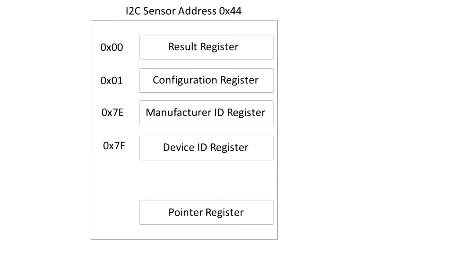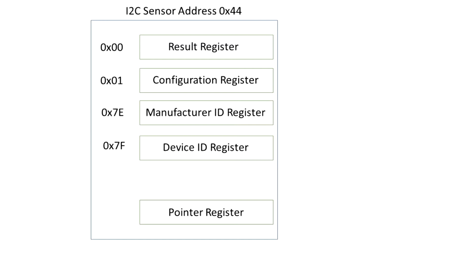This is the block diagram for the light sensor. The idea is to find the I2C sensor's address and also the internal registers. For example, result, configuration, manufacturer ID, and device ID. Those are important registers that are specified in each device datasheet. And also remember that there is a pointer register that's always going to point to the last register referenced.